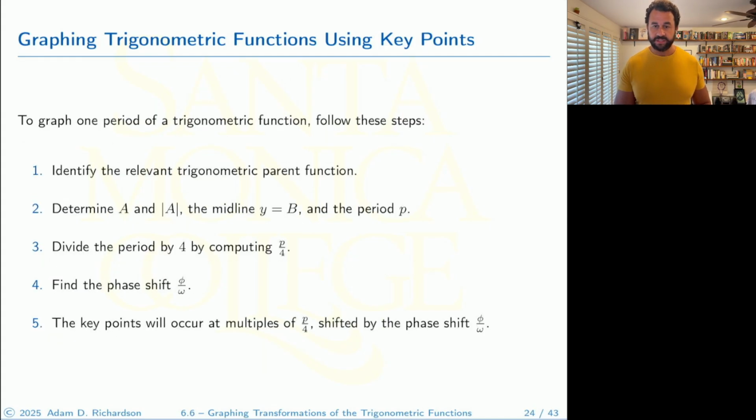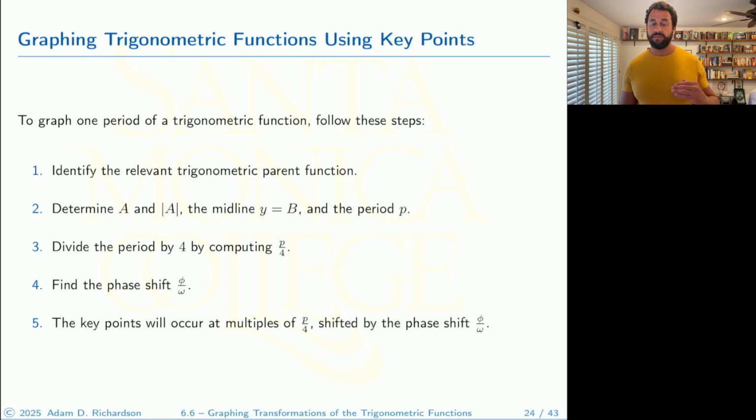Okay, so here's kind of a rough template. If you want to graph one period of a trigonometric function, you follow these steps. And we're going to do a bunch of examples in just a second. First, identify the relevant trigonometric parent function. Is it sine? Is it cosine? Is it tangent? Remember, if you want to graph something like secant or cosecant, then you're going to think that the parent function is going to be cosine or sine, right?